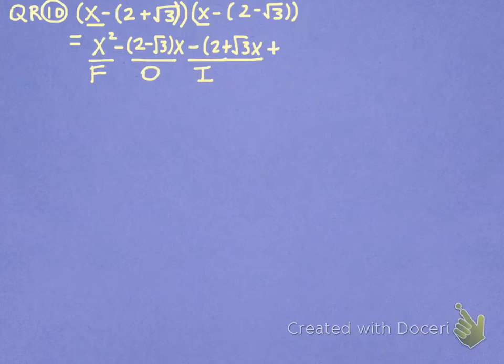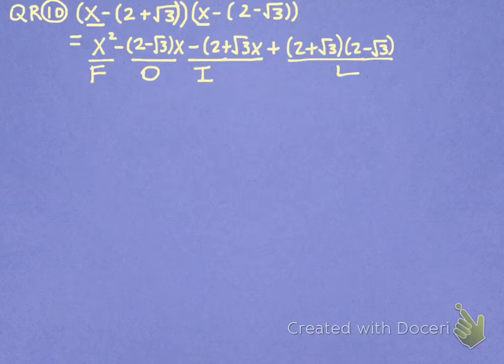And now I'm going to do something that might seem strange. I'm going to do (2 plus the square root of 3) times (2 minus the square root of 3), fixing that parenthesis, and I'm going to write it just like that, and that's going to be my L term. Now I come back and just clean up as I go.